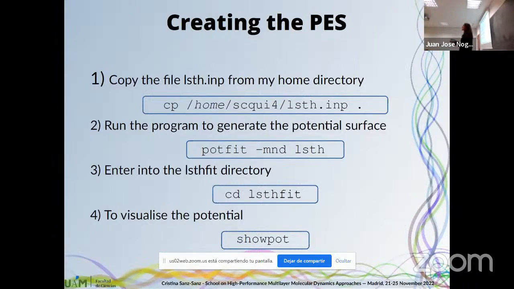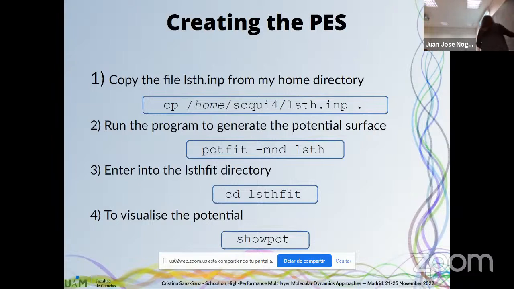So then after that, you start moving the nucleus on this potential. The first thing that we have to do is to obtain or to see how our potential is, and we have to set up the calculation to be read somehow. So what I need you to do is, in there as well, copy from my home directory this input file that is called lsth.inp. It's a very old potential for the description of the H3 system.